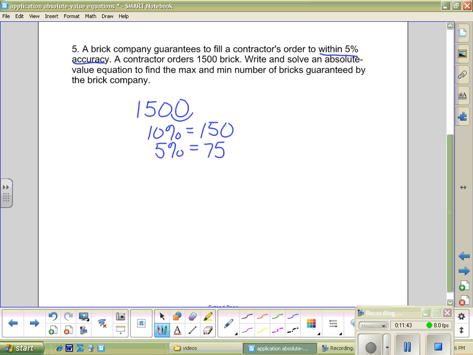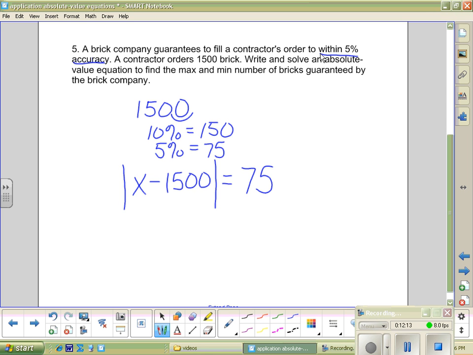Okay, so our goal is to get 1,500 bricks. So x minus 1,500 is going to be inside the absolute value bars. And we want to be within 75 bricks. So this is what our equation would look like. The absolute value of x minus 1,500 equals 75. So we wrote our equation, and now we need to solve it.